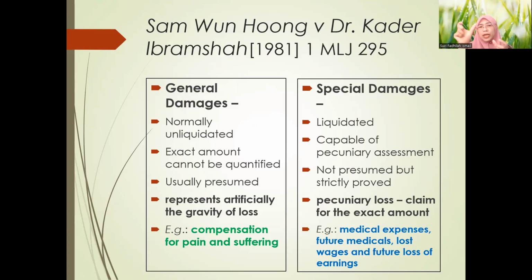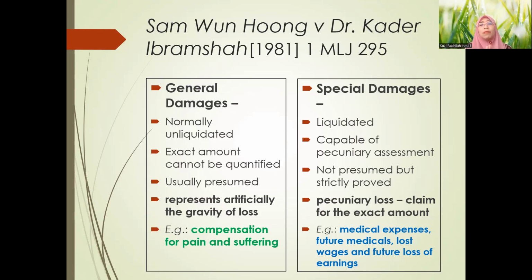For general damages, the word general here, normally it is unliquidated. What does it mean here? We cannot really tell the exact amount. Can we say, oh, this kind of injury, 1,000? The exact amount cannot be quantified. So it is usually presumed, and it represents artificially the gravity of loss. I mean, the more serious the loss, the more we give you, but we cannot tell you the actual amount. For example, when the court allows a compensation claim for pain and suffering, how painful is pain here? Is it 1,000 pain, or is it 1 million pain?